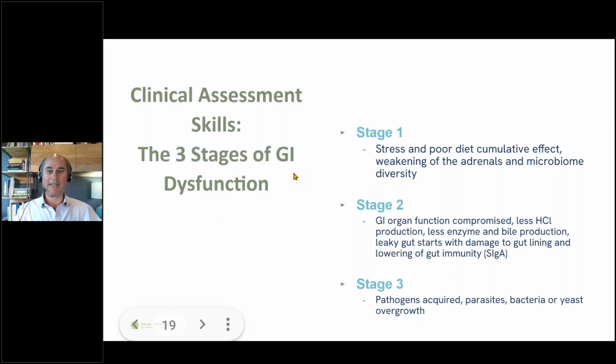Number 1 is understanding how to assess a stage 1, which is, we're going to look at labs in a second, and I'll go through the detail on this with you, which is microbiome problems. Stage 2 is to figure out what organs are screwed up. And then stage 3, is there a pathogen, yes or no?